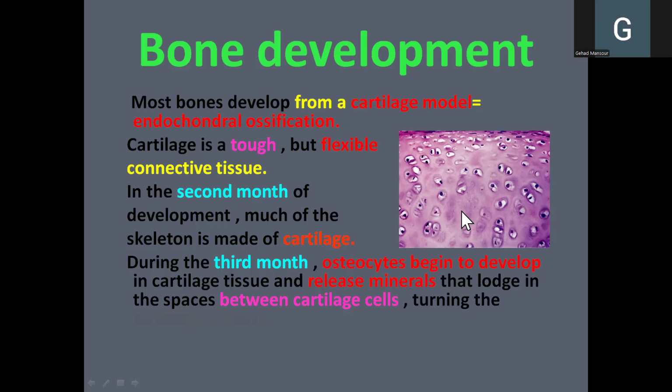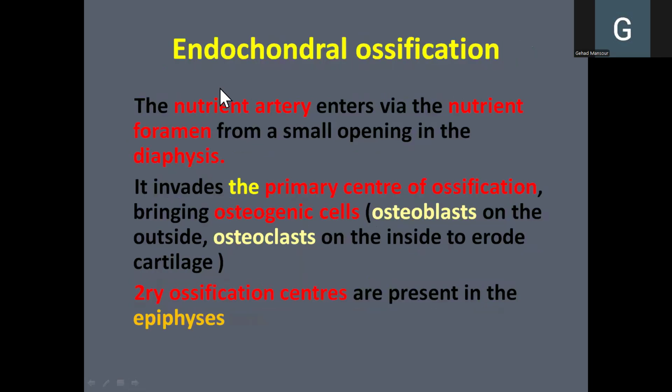So all the three cells come from stem cells in the blood. But the fibroblasts work first and they form the model. And then the chondroblasts work next and convert the fibrous model into a cartilaginous model. And finally, we have the osteoblasts that convert the cartilage into bone just by depositing calcium and phosphorus and mineralizing the matrix. So in endochondral ossification, we start with a nutrient artery.